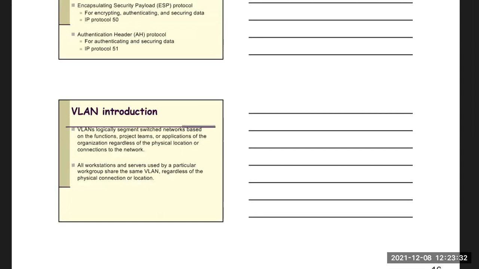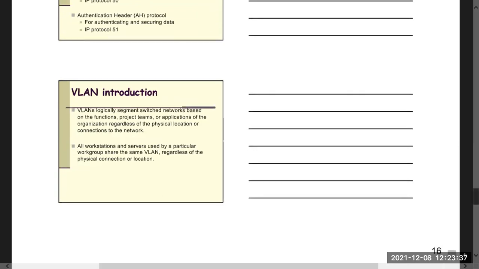Okay, after IP security, there is the VLAN concept. We have already seen in networking how the VLAN, the virtual LAN connection, works, but now we will also discuss it. In today's class I will not be able to discuss the full VLAN concept because the time is very short, so I will start with the introduction part of the VLAN.